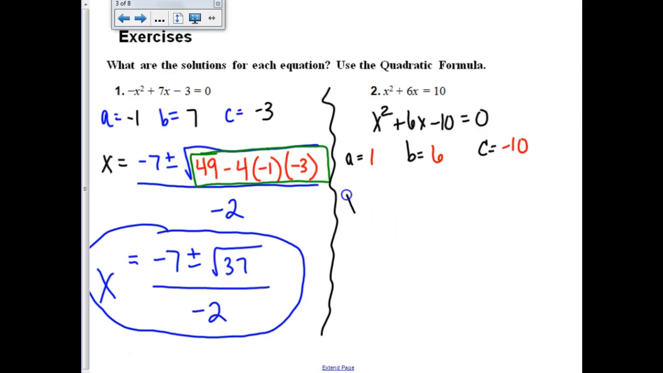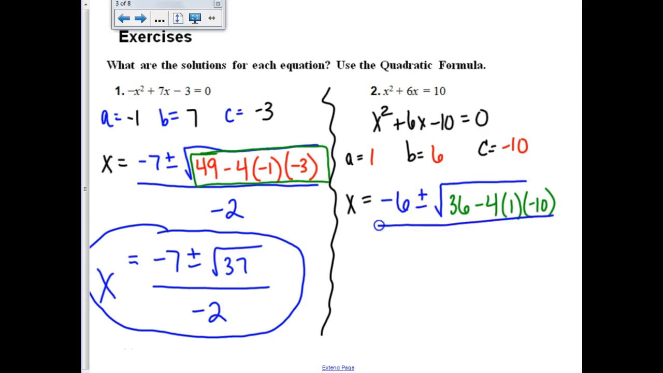All right, let's start plugging in the right numbers. So the formula goes opposite of B. So negative 6 plus and minus square root. I want you to go ahead and tell me what B squared would be. Instead of writing 6 squared, go ahead and write 36. Minus 4 times A times C. And all of that is being divided by double A. So double A would be 2.